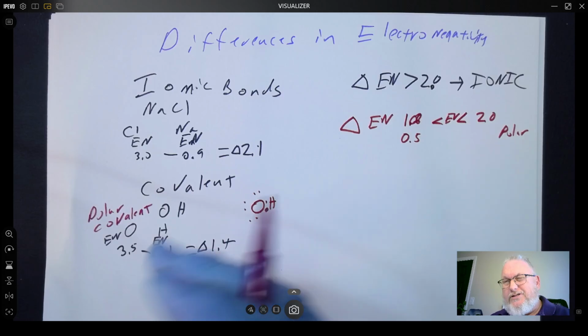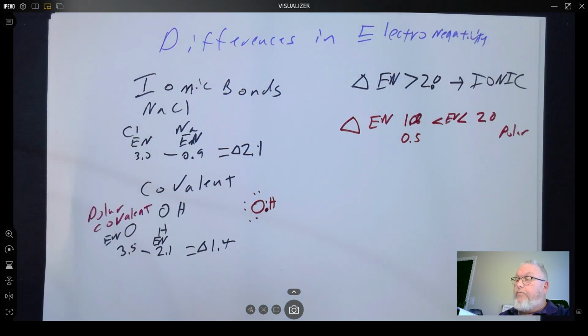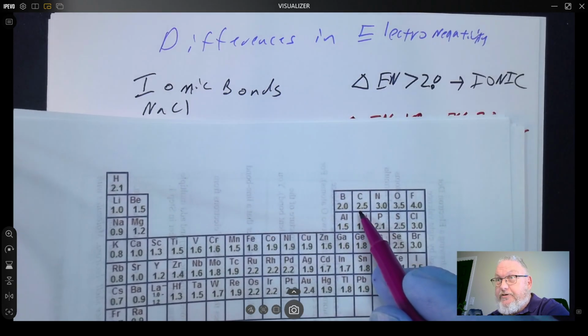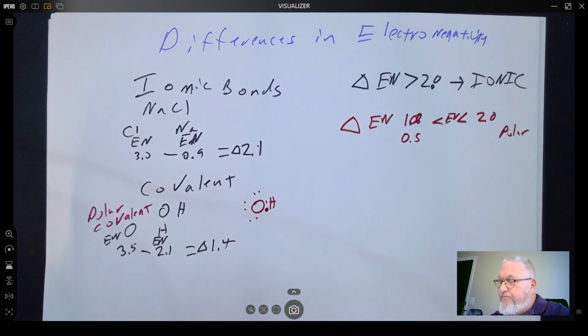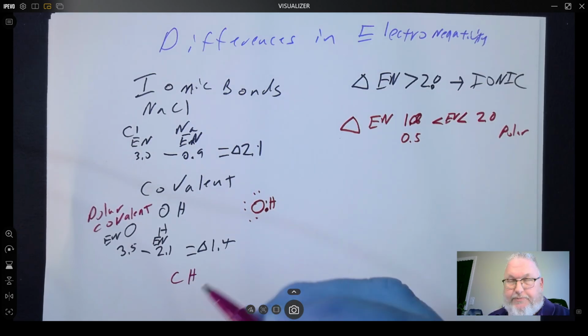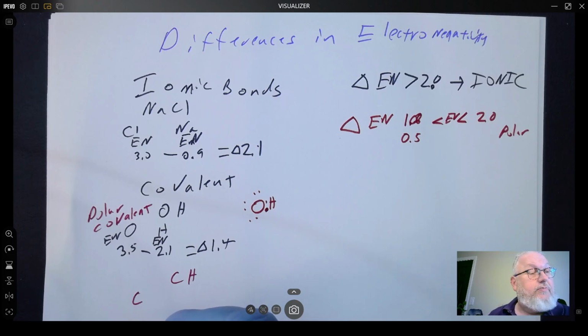A nonpolar. Let's think of one. Let's look at carbon and hydrogen. Going by memory here. Carbon has an electronegativity of 2.5. Hydrogen is 2.1. Let's write that down. A carbon-hydrogen bond. All right. So carbon is what, 2.5?